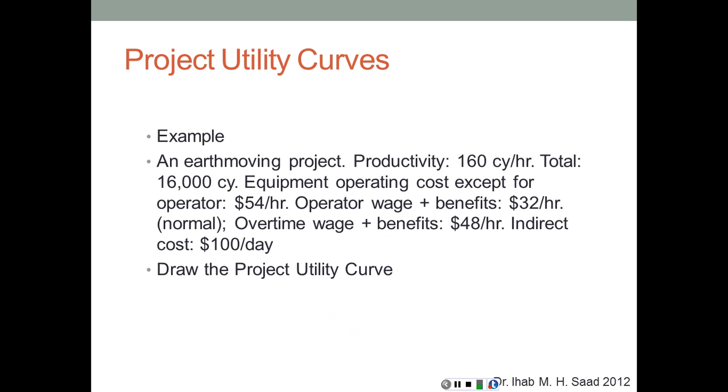So for example, if we have an earth moving project with a productivity of 160 cubic yards per hour, the total work is 16,000 cubic yards. Estimated equipment operating cost except for operator is $54 an hour. Operator wages and benefits $32 an hour, normal. Overtime wage and benefits $48 an hour, and indirect cost $100 a day. We can now, based on this information, look at different production rates and draw the different discrete points that are going to be connected together to give us that utility curve.